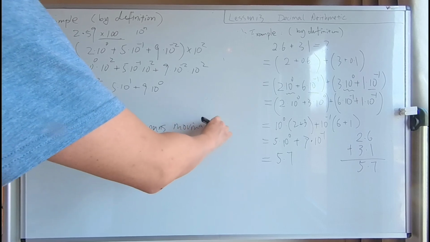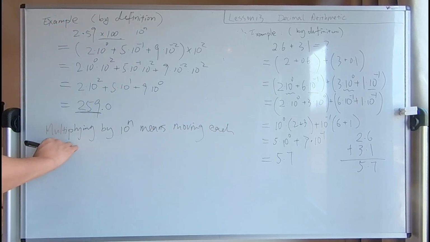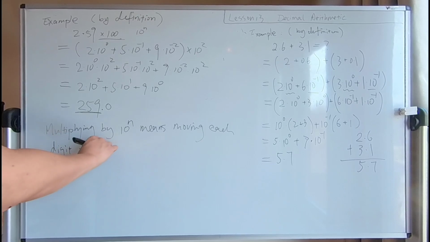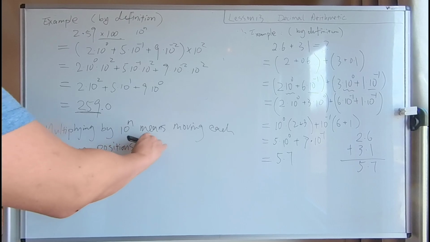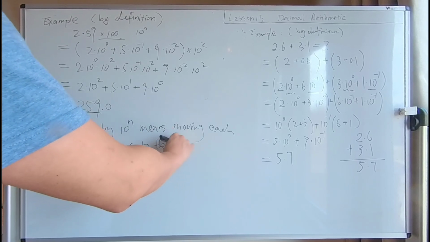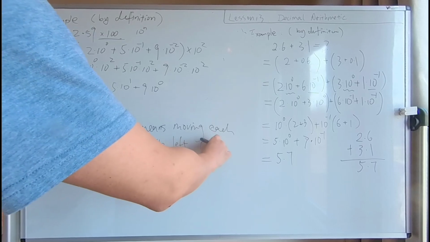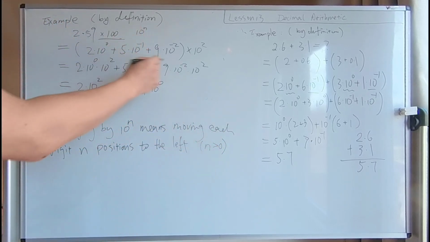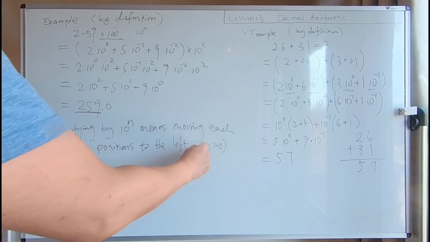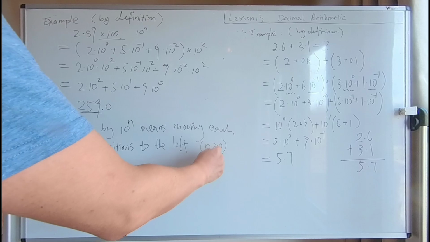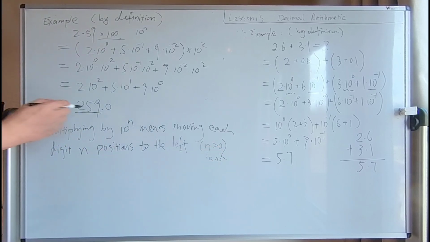means moving each digit n positions to the left. Of course, here n is greater than 0. For example, 10 squared, 10 cubed, positive powers. For example, 10 squared, right? Moving the positions kind of leftward.